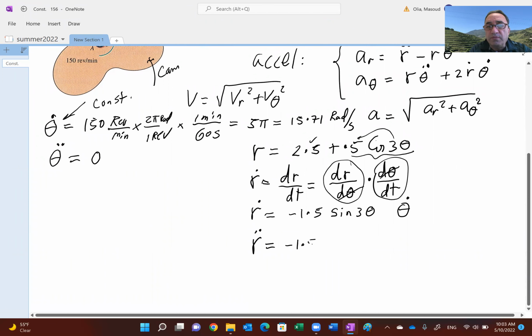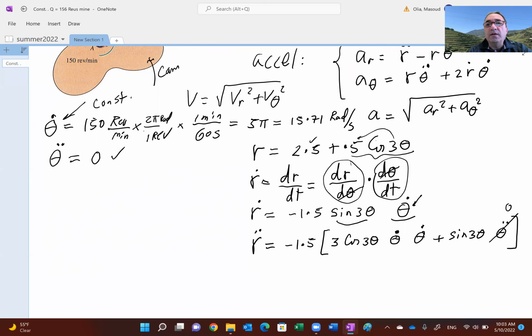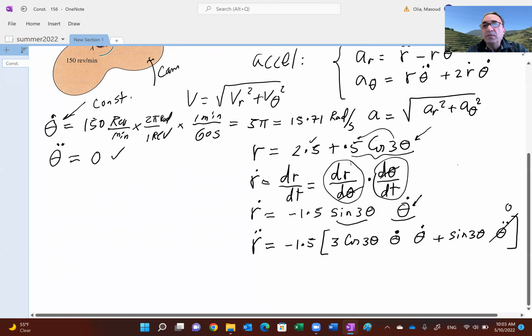So we could actually go ahead and factor the minus 1.5, and then we have to use the product rule. So the derivative of sine 3 theta is what? It's 3 cosine 3 theta times theta dot, derivative of the first times the second. So you have another theta dot here, right? And then the first, which is sine 3 theta, times the derivative of the second, which is theta double dot. Now, fortunately, theta double dot is 0 because theta dot is constant, right? So now go ahead and plug in what we have, meaning plugging in the theta and theta dot, and calculate this.